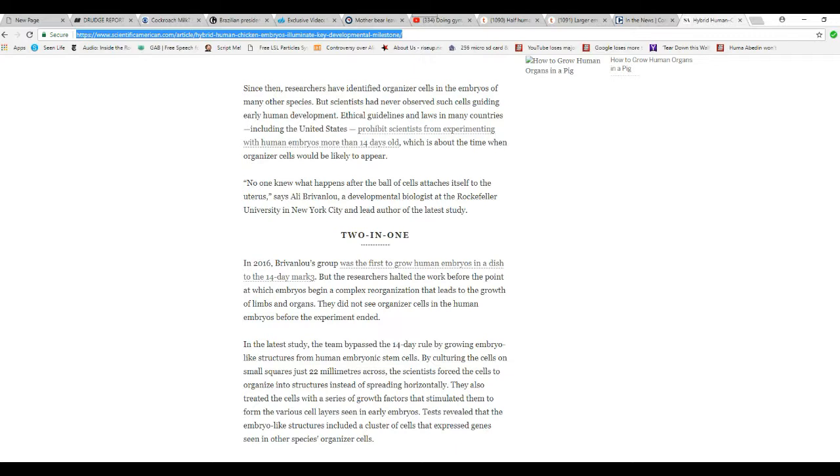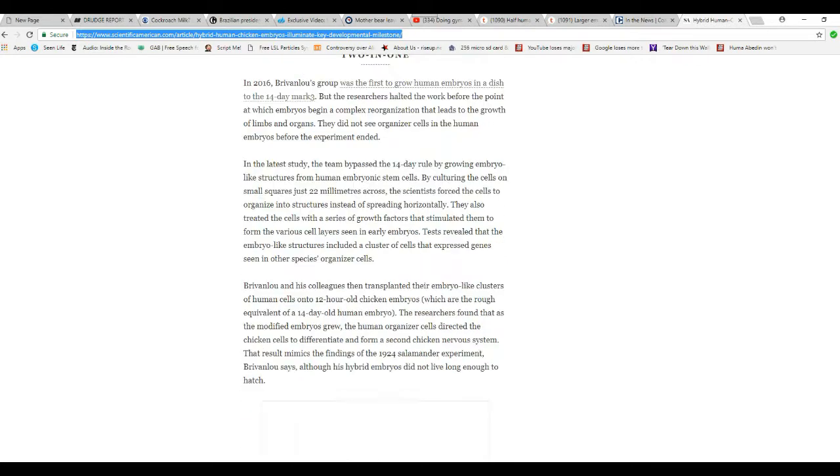In the latest study, the team bypassed the 14-day rule by growing embryo-like structures from human embryonic stem cells by culturing the cells on small squares just 22 millimeters across. Scientists forced the cells to organize into structures instead of spreading horizontally. They also treated the cells with a series of growth factors that stimulated them to form various cell layers seen in early embryos. Tests revealed that embryo-like structures include cell clusters that express genes found in other species' organizer cells.